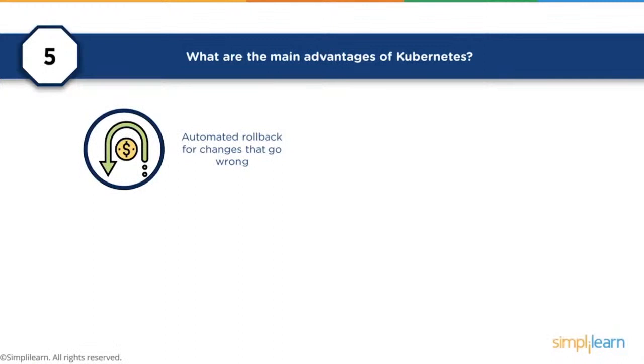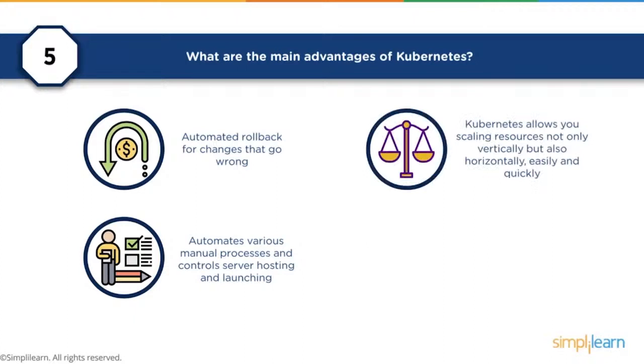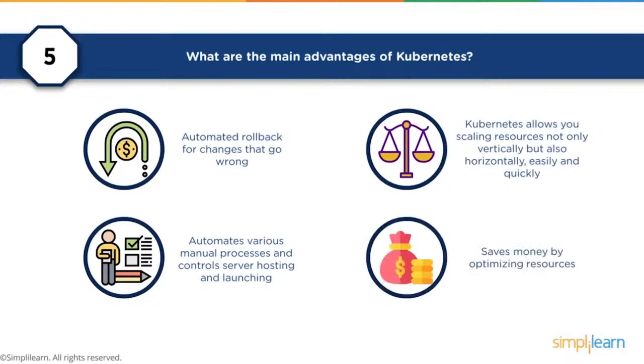Well, you get automatic rollback for changes that go wrong. You're able to automate a lot of the processes that would have been manual processes previously. You're able to scale the resources both vertically and horizontally easily and quickly. And then these three areas, the rollback, automating services, and being able to scale, indirectly allows you to save money by reducing the amount of time and people working on your operations environment.